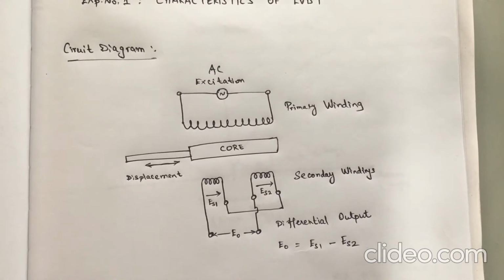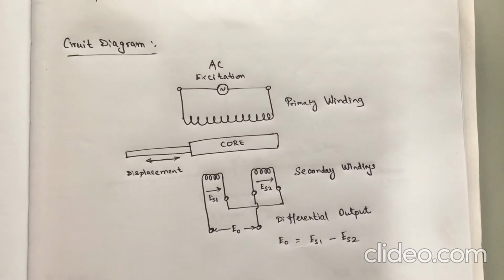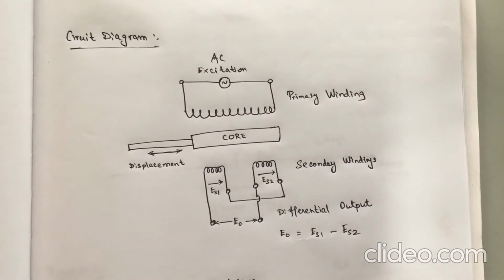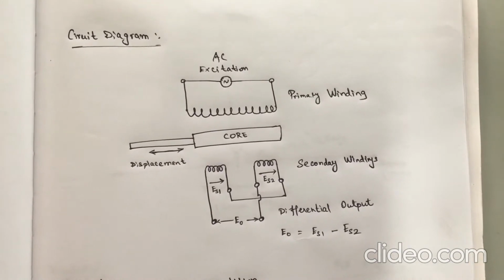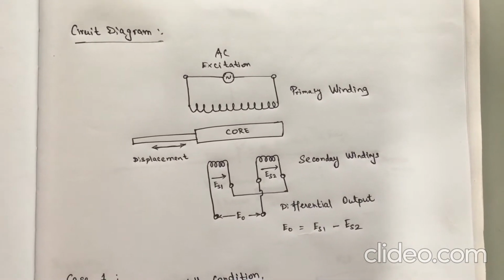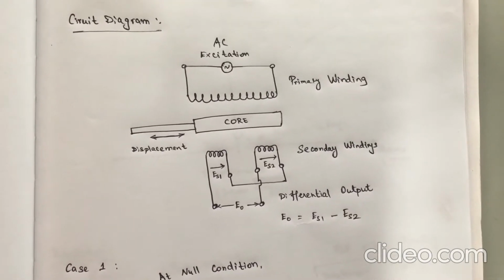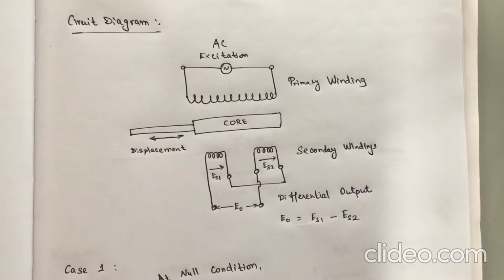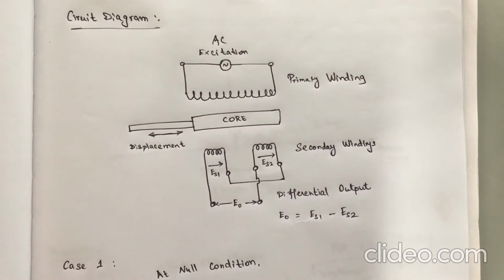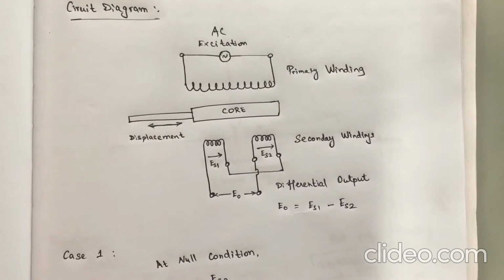Here is the circuit diagram of the linear variable differential transformer. There is an AC supply applied to the primary winding, and the secondary winding is split into two, S1 and S2. The EMF induced in secondary winding 1 is ES1, and the EMF induced in winding 2 is ES2. The differential output will be E naught, the difference between ES1 and ES2.